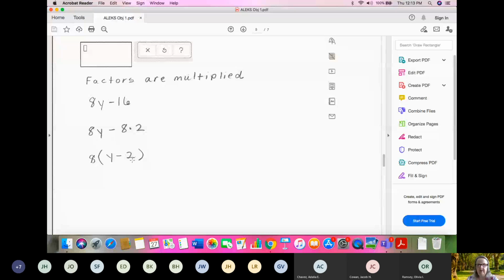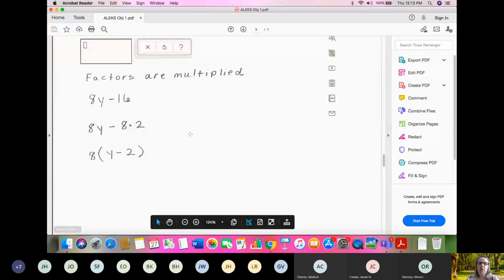Now we can't go any further because we don't have a square on that y or a cube or anything. It's really important to check. If you want to check factoring, you just multiply out. So this is 8 times y minus 2. We're multiplying here, and what we want to do is distribute.